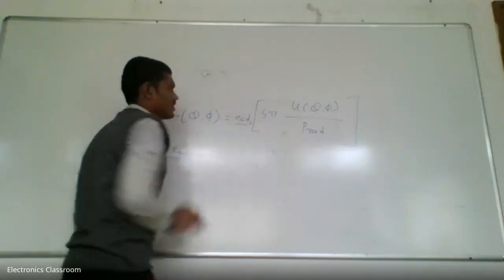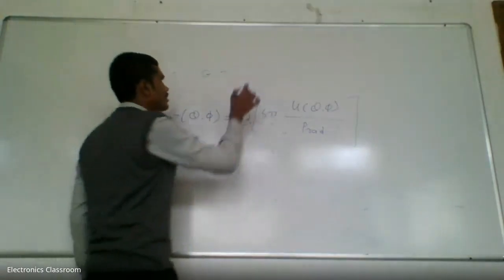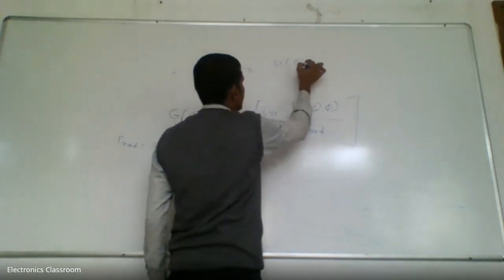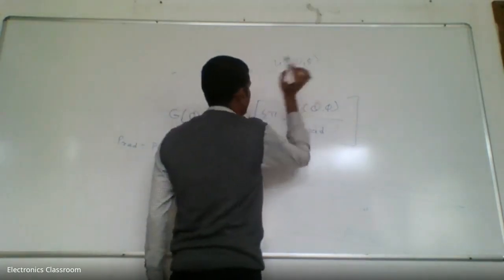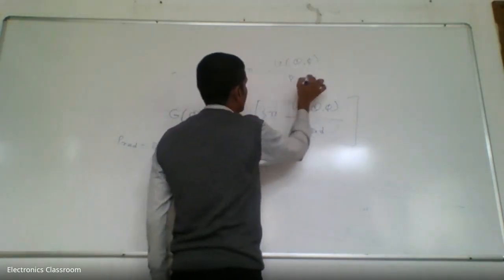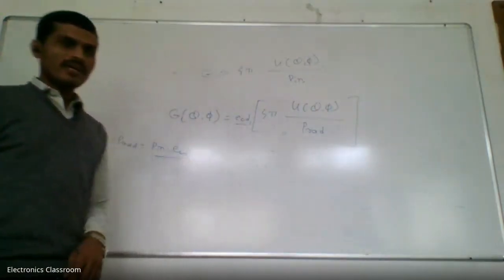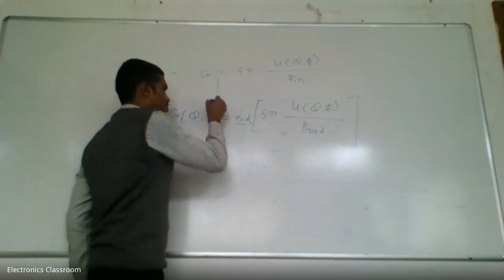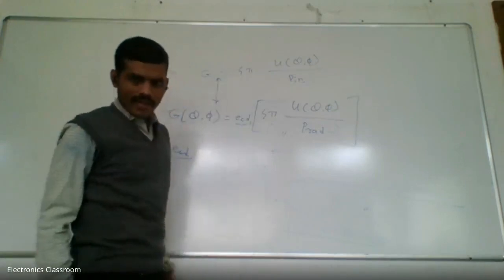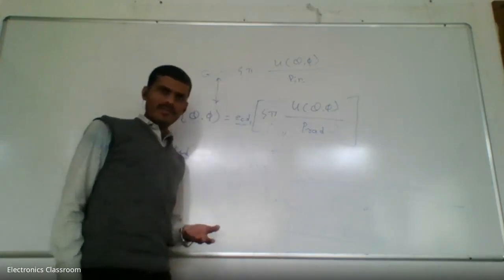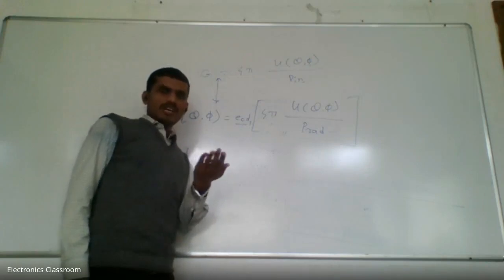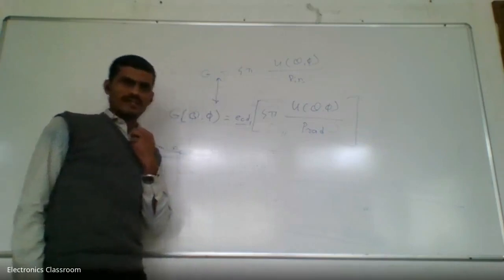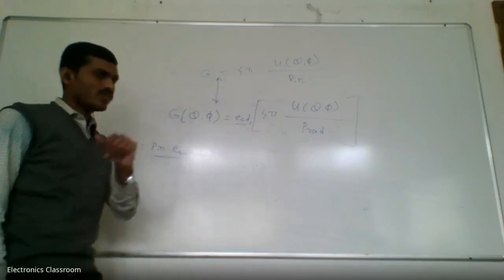Before that, there was an equation, G is equal to 4 pi into U of theta comma phi divided by P in. Your earlier equation. Is that clear? Now we are moving from simple gain toward the absolute gain. At that time, I am saying that your radiation and mismatch losses can be considered in the calculation of the gain, but it will be considered in the absolute gain.